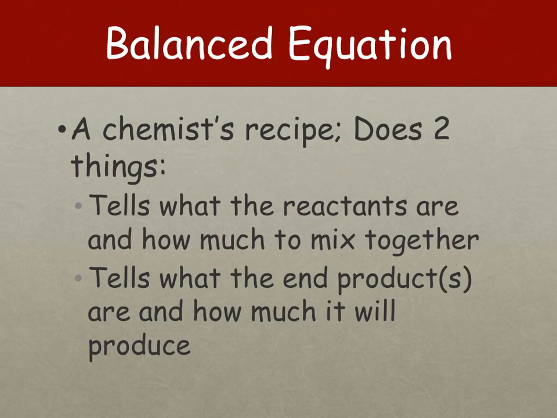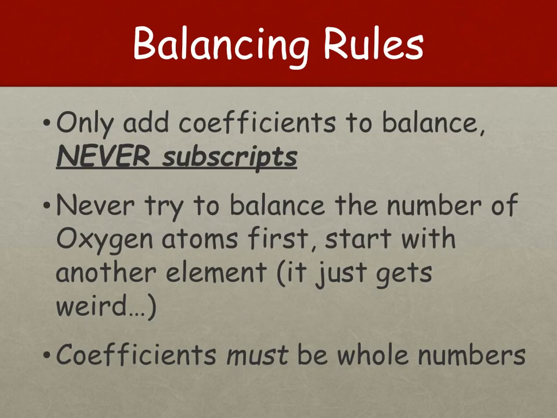So a balanced equation is a recipe. It does 2 things. It tells you what the reactants are and how much of each you need, and it tells you what the end products are and how much are going to be produced, just like a recipe. You know when you start a recipe how much you need and what's going to be produced. So that's going to be a balanced equation. We get it to equal each other on either side, so we have the full balanced recipe.